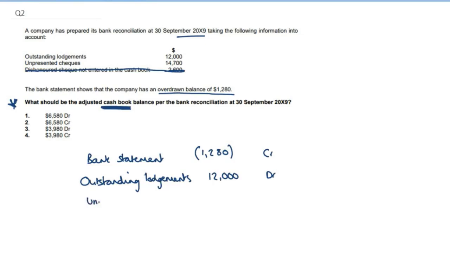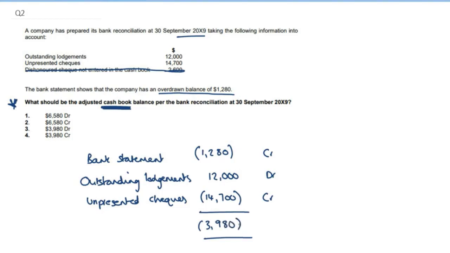Conversely, guys, I've got those unpresented checks. They are payments that I've made that I haven't yet seen clear the bank, but I've recorded the fact that the payment has been made in my cash book. So if I want the correct balance per the cash book, I'm going to have to credit, to reduce my cash by that 14,700. What does that get me to? That gets me to a negative or credit balance of $3,980.